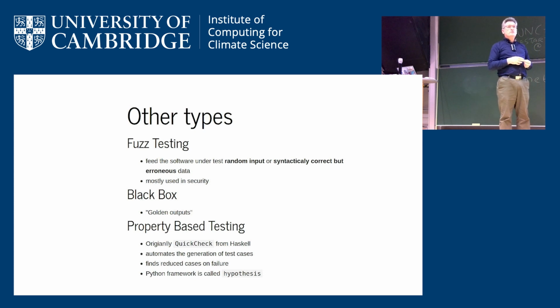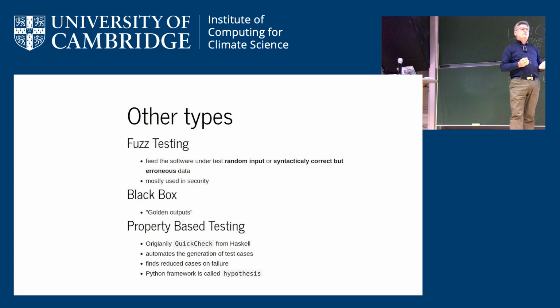It's also used nowadays quite a lot in security. So if you have, say, an image library like a JPEG processor, you throw random stuff at that, and quite often, if it hasn't been written with this sort of defensive thing in mind, you'll be able to crash it with random input.